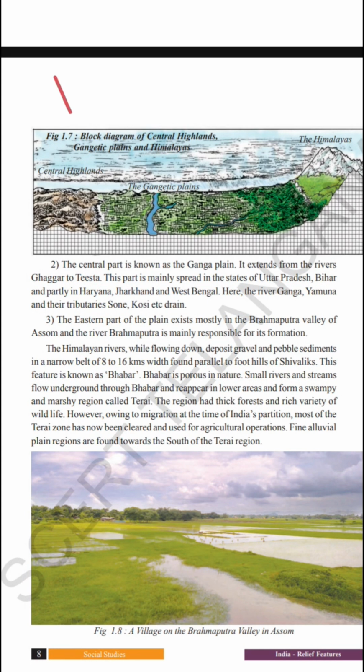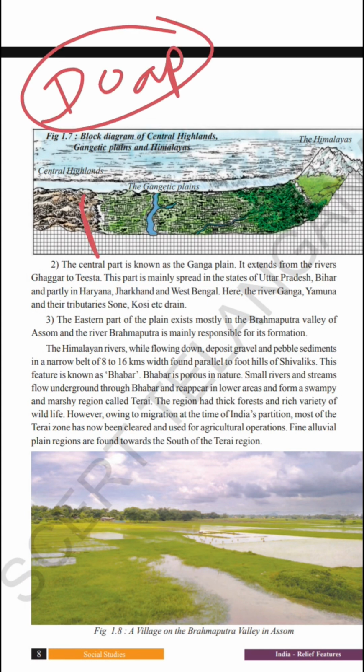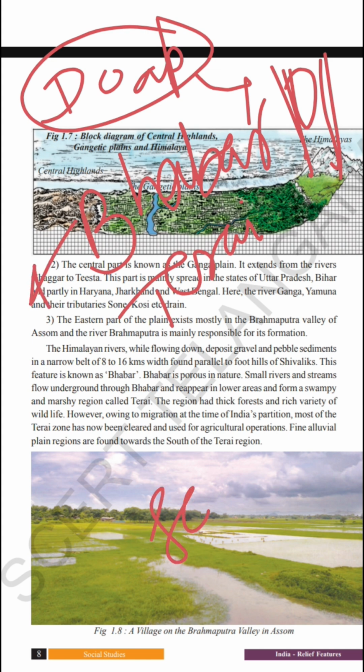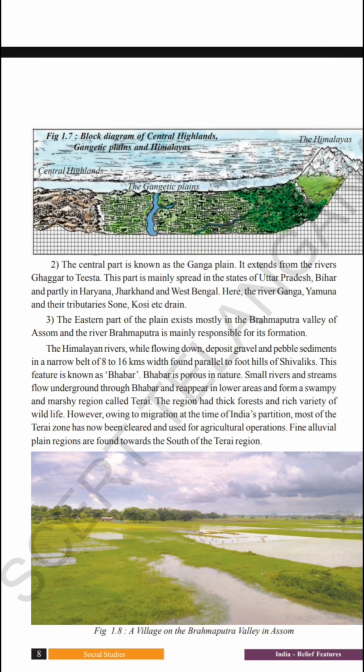So you can see one more thing here. Up to now we completed 2 or 3 important keywords. One is Doab and another is Bhabar and another is Terai. So Doab already we have discussed. Doab is nothing but a fertile land between 2 different rivers. And what is Bhabar? Bhabar is nothing but deposition of sedimentation and rocks at the foothill of Himalayas or the Shivaliks. And Terai is swampy and marshy land, as it is mentioned here. Swampy and marshy region is called Terai. So this is the very important feature of the eastern region.